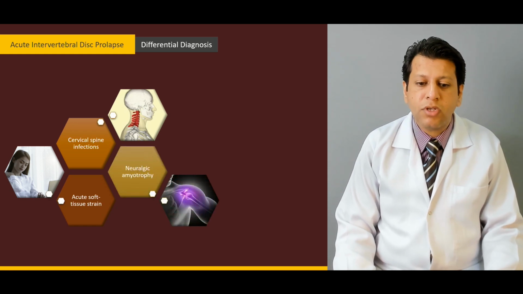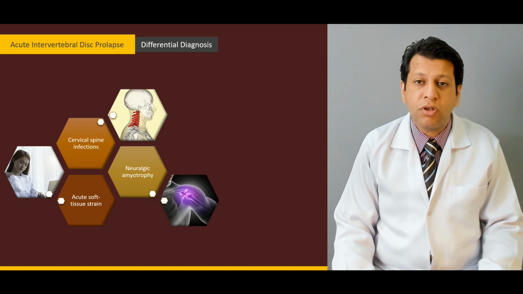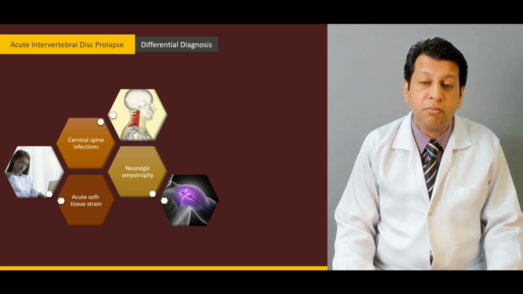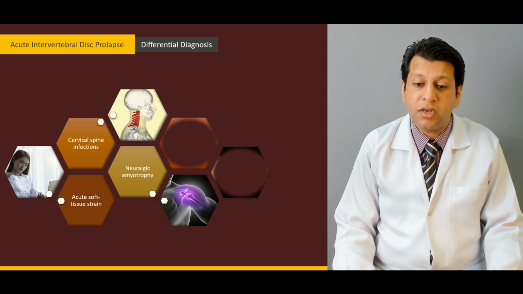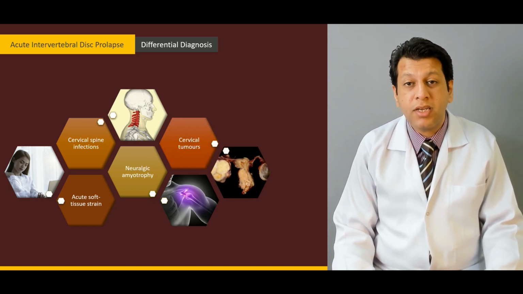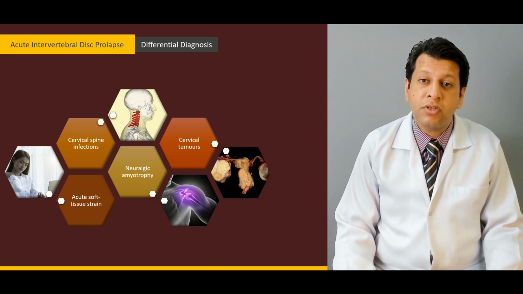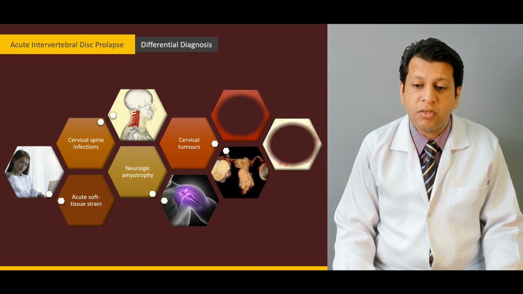Or it may be associated with neuralgic amyotrophy, which is another disease involving a neurological autoimmune problem, in which amyotrophic lateral sclerosis may have been occurring. And then there may be cervical tumors, although rare, but yes, they sometimes can impinge on the nerve and may present with radiculopathic or myelopathic symptoms.